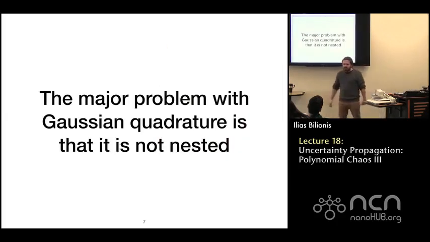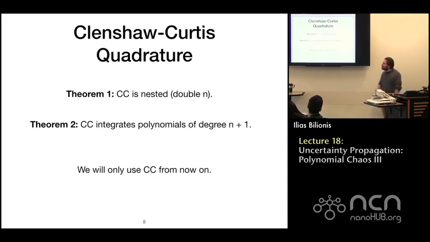nested. Okay, so if you go from n to 2n, you're going to get completely different nodes, and you're going to have to evaluate your function at 2n completely new points, and you're going to completely waste the function evaluations that you had before. So the most useful quadrature rules are quadrature rules that are nested, because they allow you to reuse whatever function evaluations you have done before.